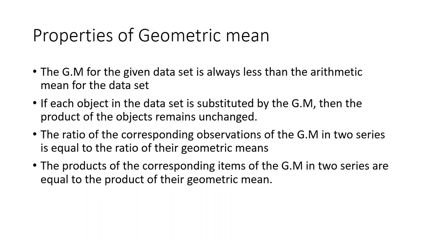Now let's discuss the properties of geometric mean. Geometric mean, we have seen, is where we use the root values to find the mean. Okay, the geometric mean for a given data set is always less than the arithmetic mean for the data set. Remember this point, that the GM will be less than the AM. Okay, geometric mean will always be less than the arithmetic mean.